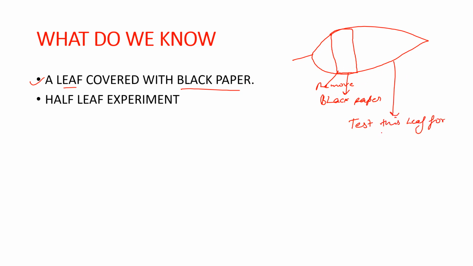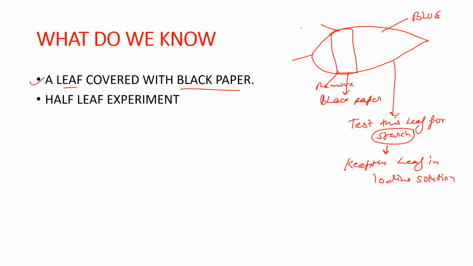Why starch? Because during photosynthesis, plants produce glucose and that glucose is stored in the form of starch. So for this test, what we do, we keep the leaf in iodine solution. So what we see is that this part which was exposed to sunlight turns blue, but this part which was covered with black paper does not turn blue.